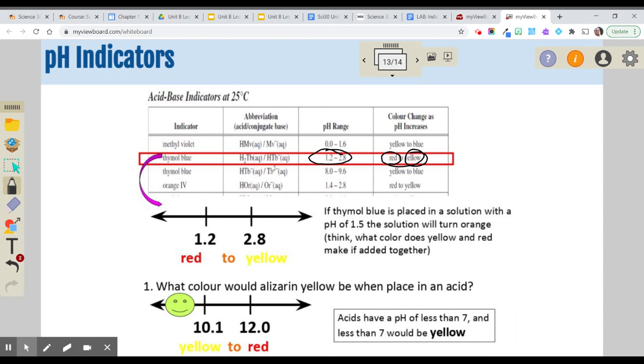This is more interesting. Here, thymol blue. Say you have a solution with a pH of 8.5, right there in the middle. What color will thymol blue be in an 8.5 solution? It's going to be a combo of yellow and blue. What do yellow and blue make? Hopefully you're saying green. Yeah, green. So you need to know a little bit of your primary colors to do a little color mixing here.